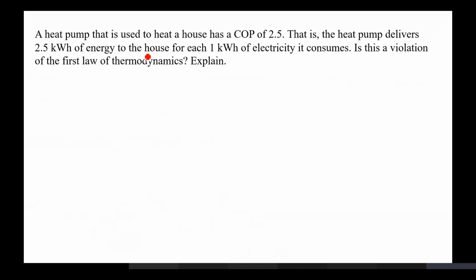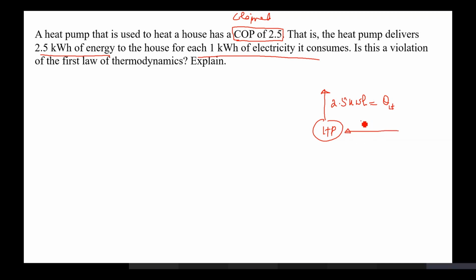Another problem that we have is that a heat pump is used to heat a house that has a coefficient of performance of 2.5. This is being claimed. It is said that the heat pump delivers 2.5 kilowatt of energy to the house for 1 kilowatt of electricity it consumes. I'll show you a heat pump. If you have a heat pump over here, it is delivering 2.5 kilowatt of energy, which is QH, for each kilowatt of work in. For 1 kilowatt of energy, it is giving me 2.5 kilowatt of heat.